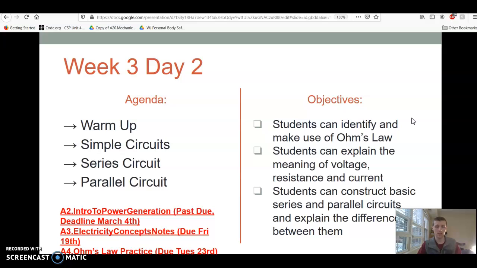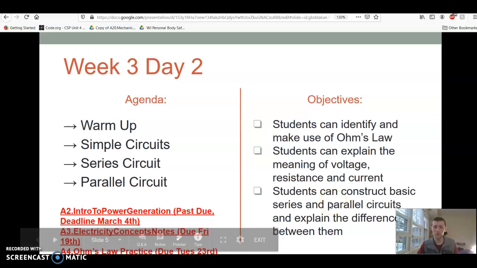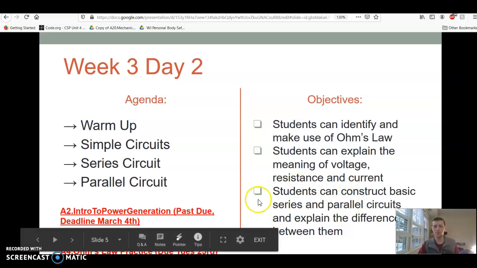Let's get to it. So we are continuing where we left off, talking about Ohm's law, the meaning of voltage, resistance, and current, which we'll get a deeper understanding of today. And I'm hoping you can create your own basic series and parallel circuits, although I know we didn't get to parallel circuits today. We'll be covering those next lecture. Today we're talking about series circuits.